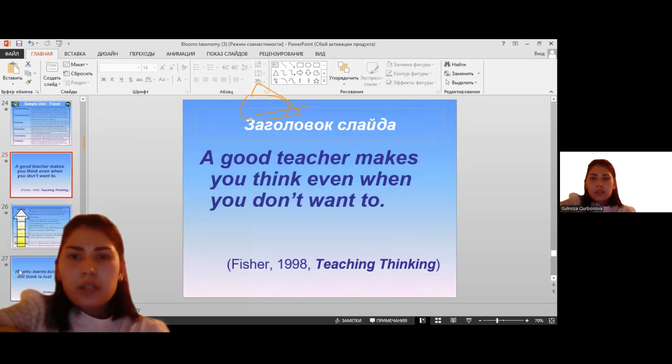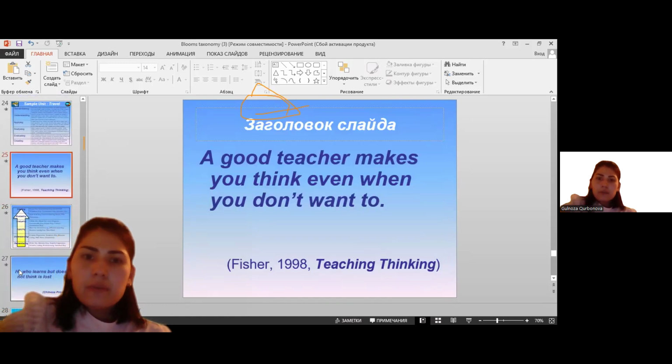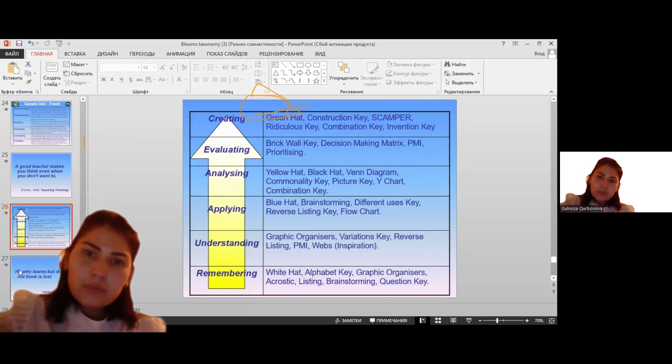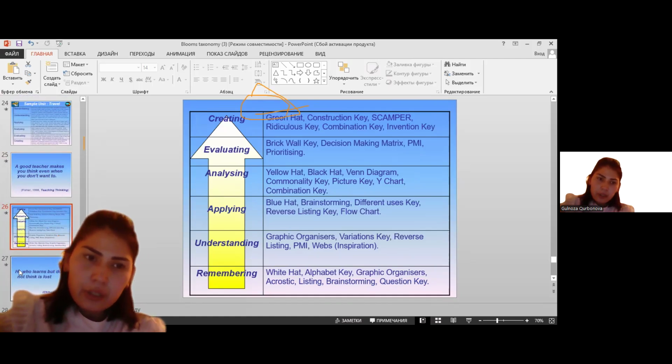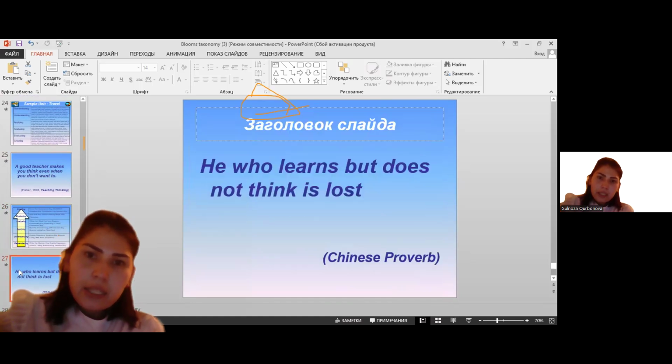A good teacher makes you think even when you don't want to. Creating, evaluating, applying, understanding, and remembering. He who learns but doesn't think is lost. Chinese proverb.